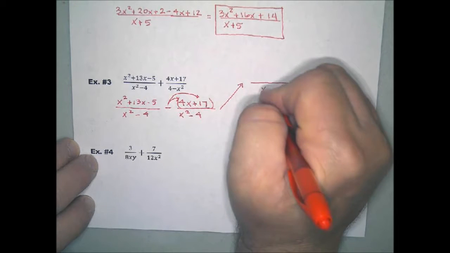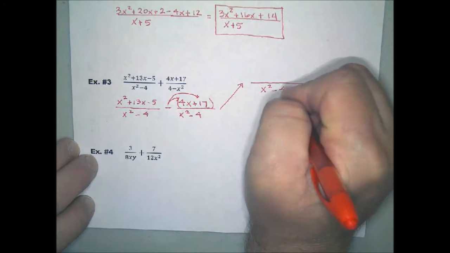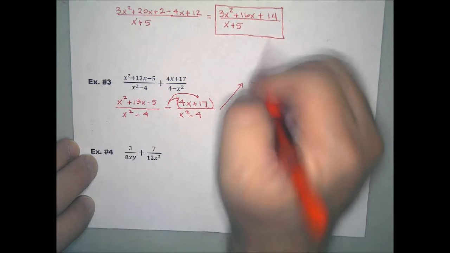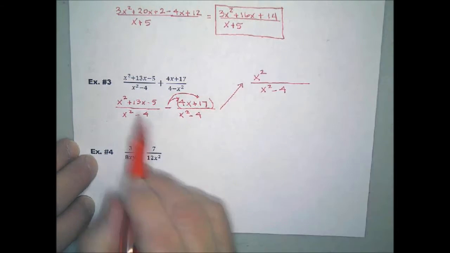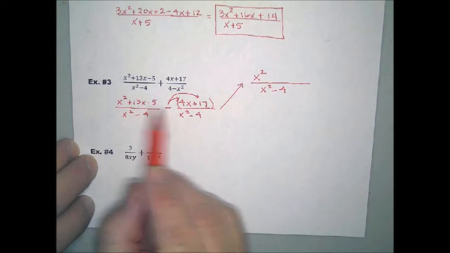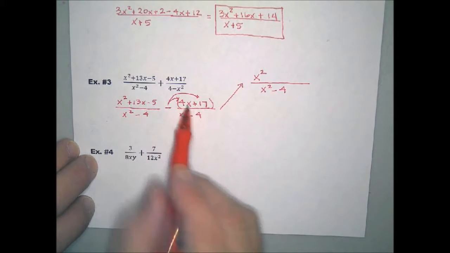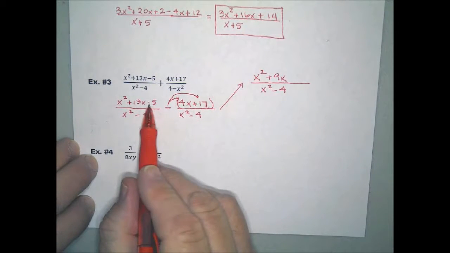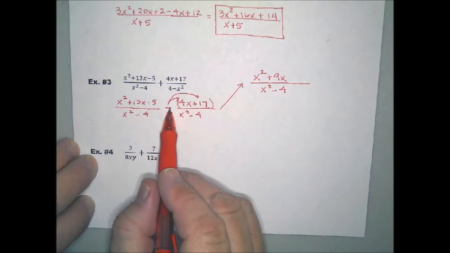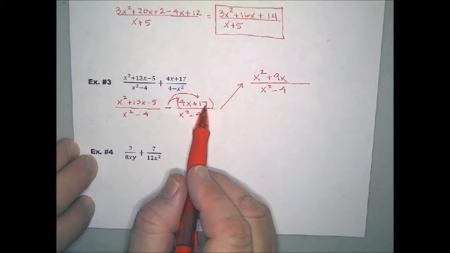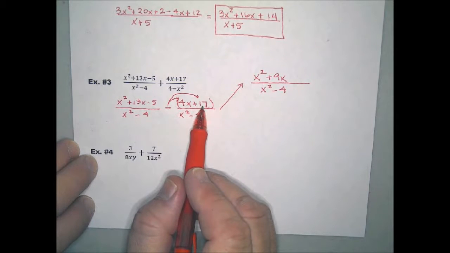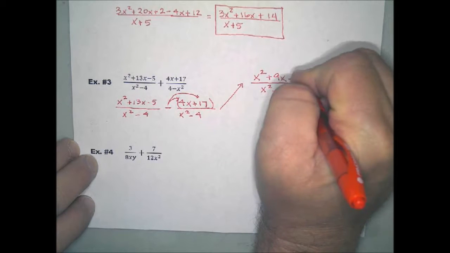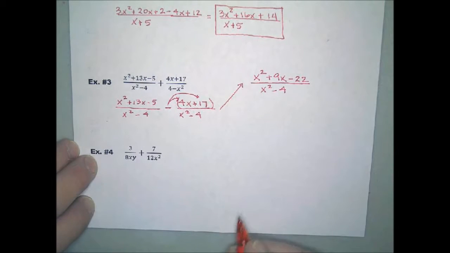I'm ready to subtract these two fractions that have the common denominator of x squared minus 4. The numerator: there is no other x squared in the problem, so x squared. This positive 13x subtracted by that 4x is 9x. This negative 5, and then when this subtraction sign hits plus 17, it makes minus 17. So negative 5 minus 17 is minus 22.